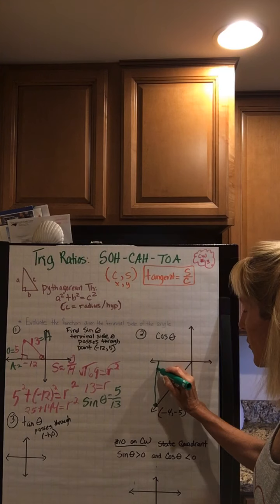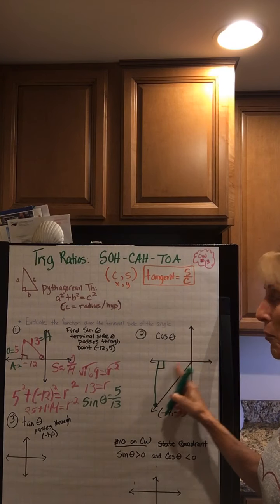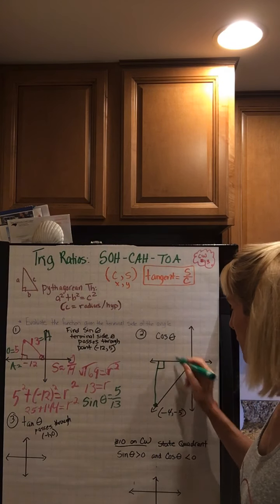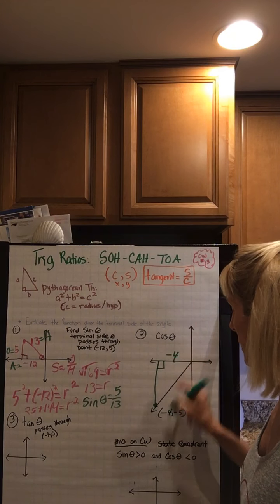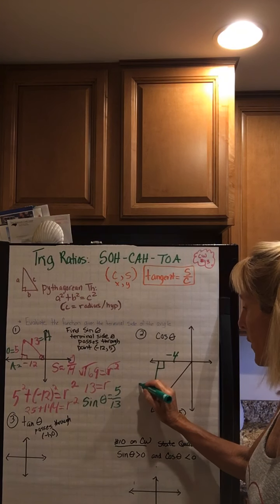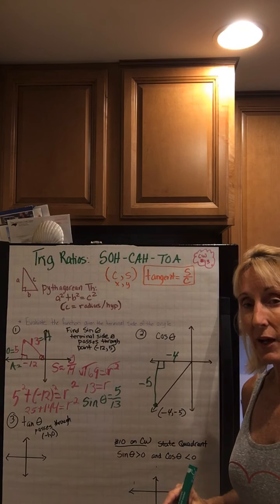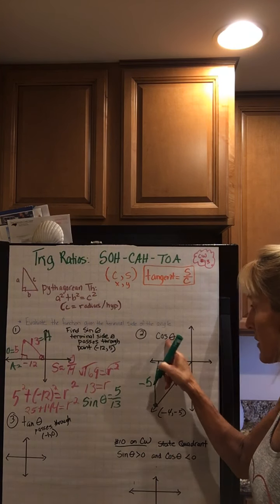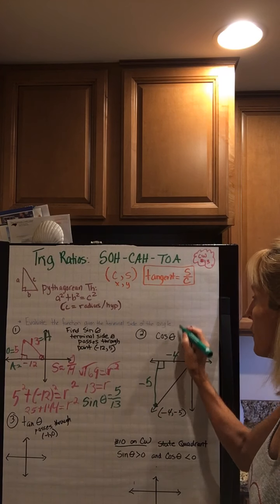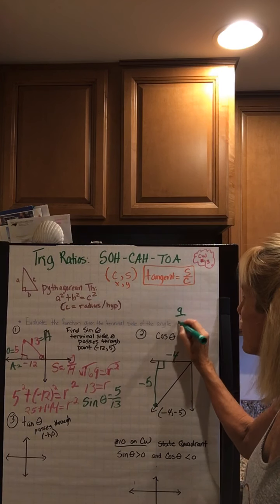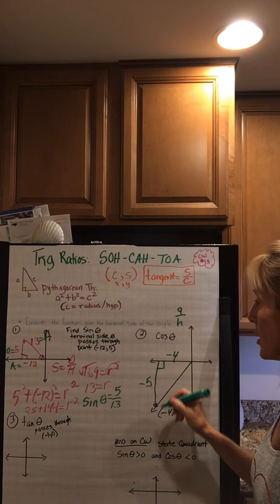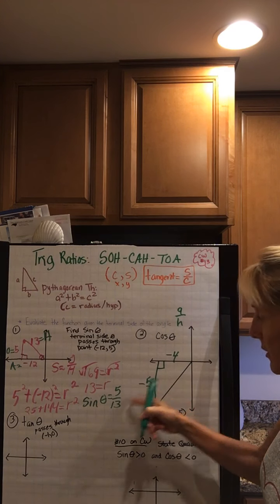You just have to go like this. So you write your right triangle, and then let's mark it. So I went left 4, down 5 to get to that point. And then I need to find the hypotenuse for this because I need cosine. Remember, cosine is adjacent over hypotenuse. So I've got to do the Pythagorean theorem again.